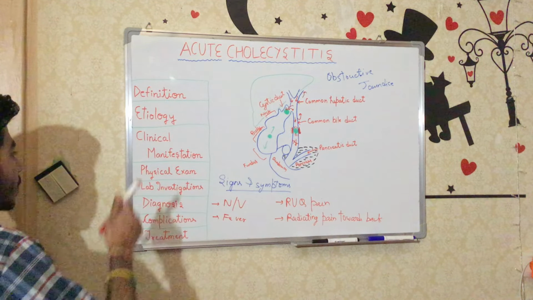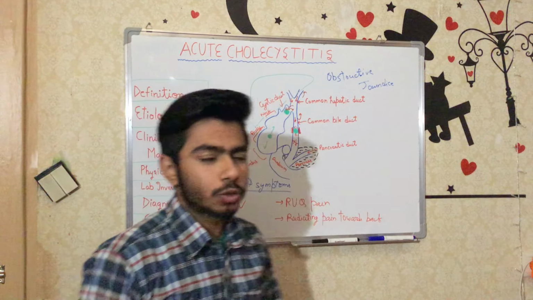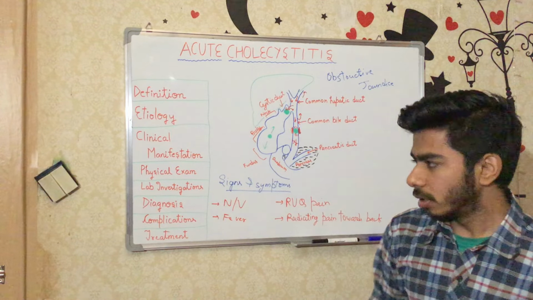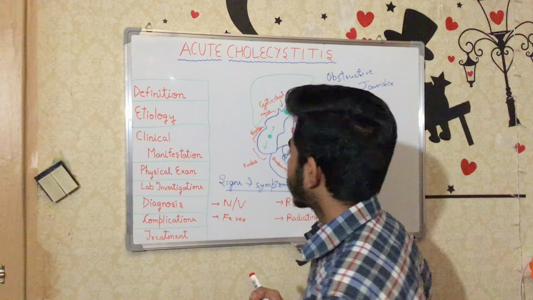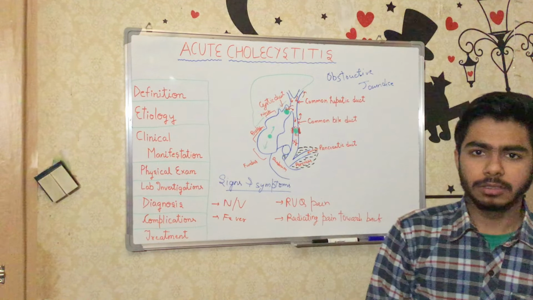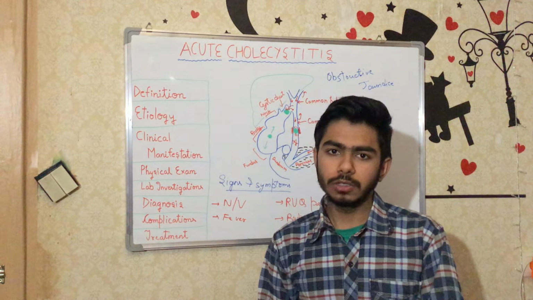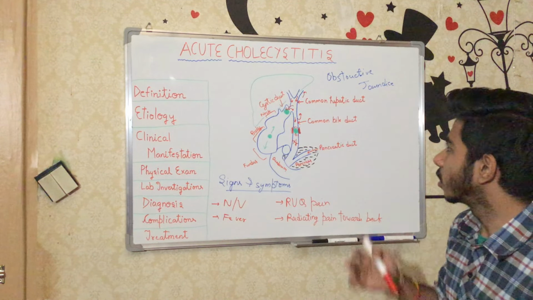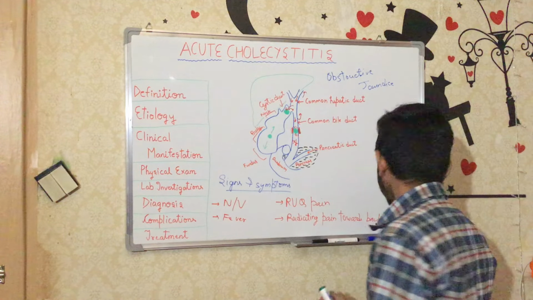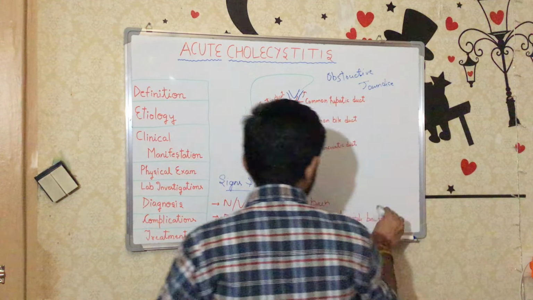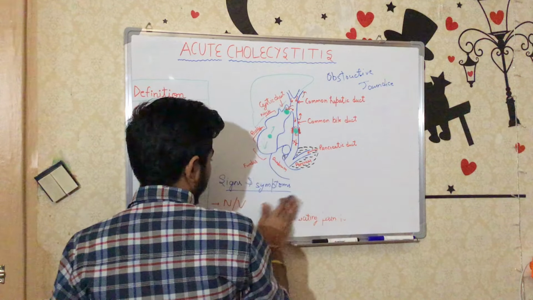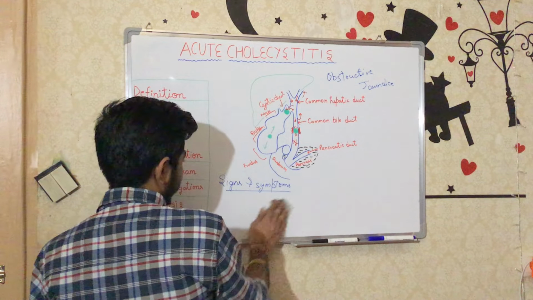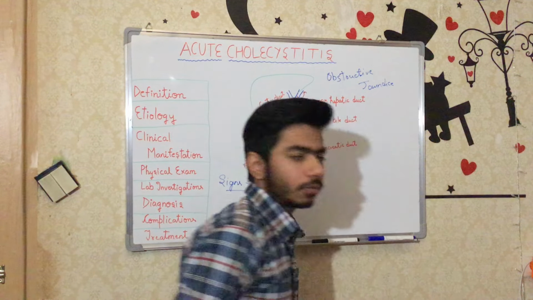Now let's talk about the examination, how you can actually diagnose such patients. What are the positive signs? Here is one sign which we can test in such patients, that is the Murphy sign. If the Murphy sign is positive, the patient is much more probable to have acute cholecystitis. So how do surgeons test for the Murphy sign?